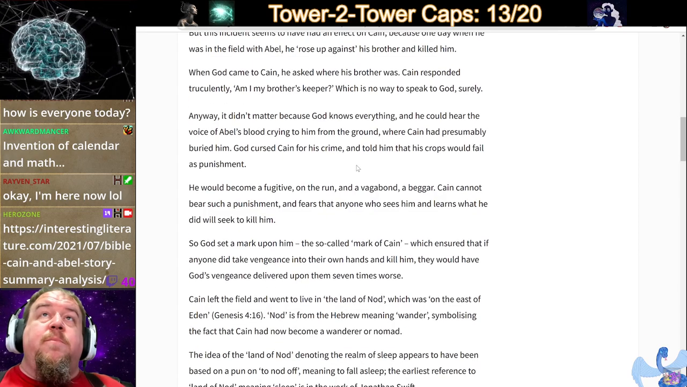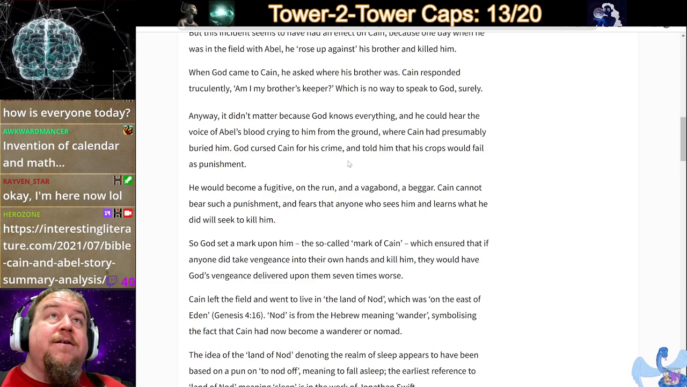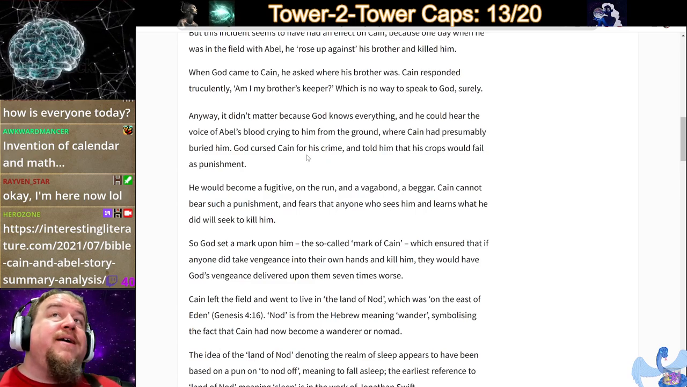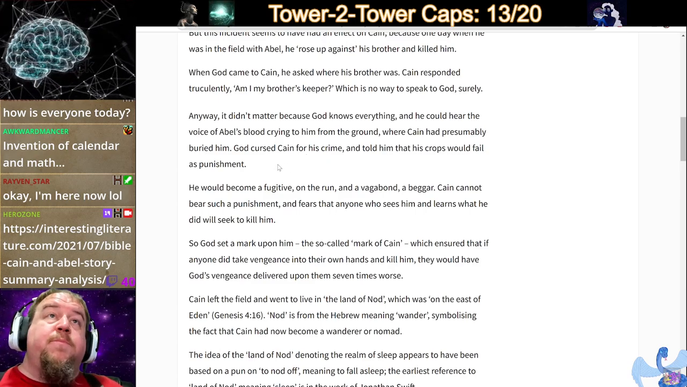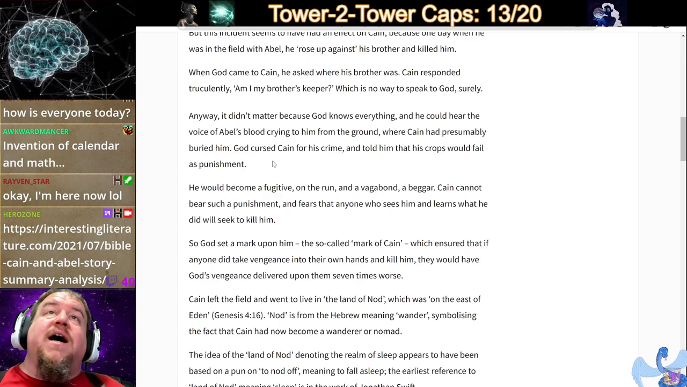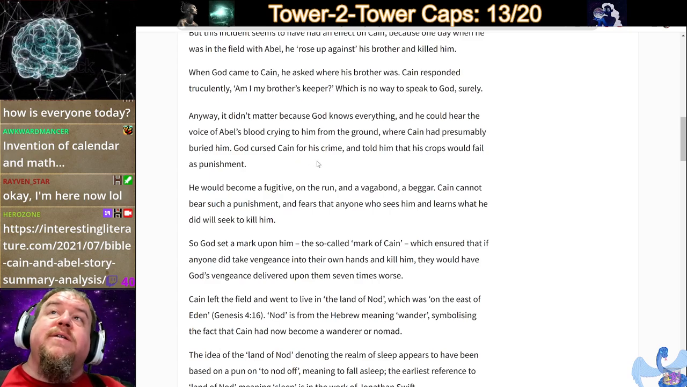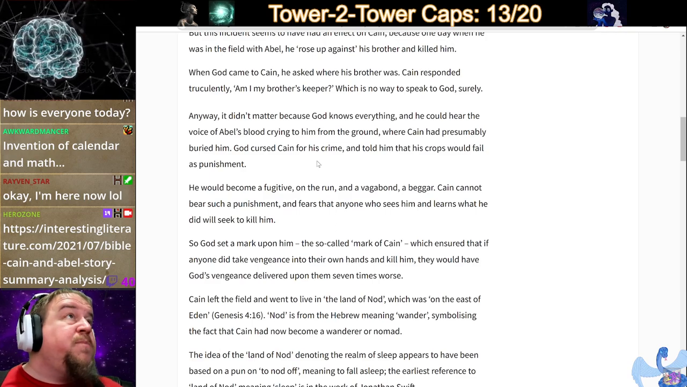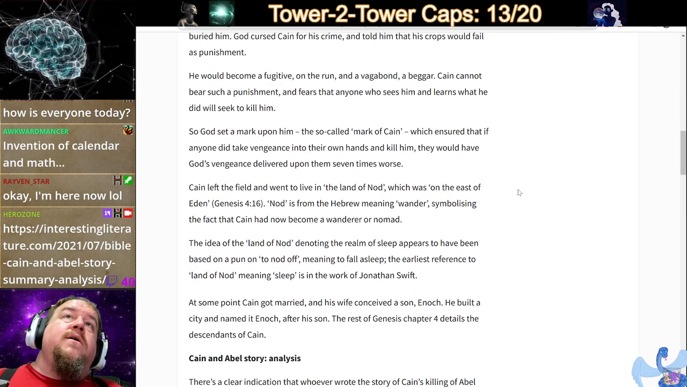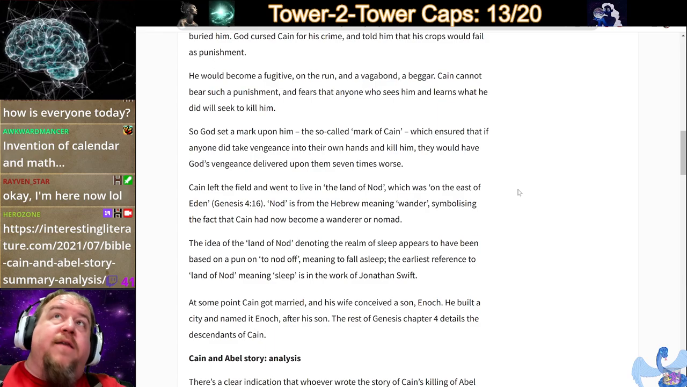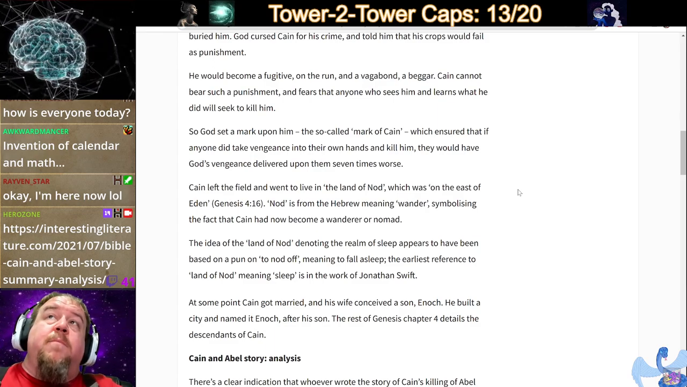Anyway, it didn't matter because God knows everything, and he could hear the voice of Abel's blood crying to him from the ground, where Cain had presumably buried him. God cursed Cain for his crime and told him that his crops would fail as punishment. He would become a fugitive, on the run, and a vagabond, a beggar.